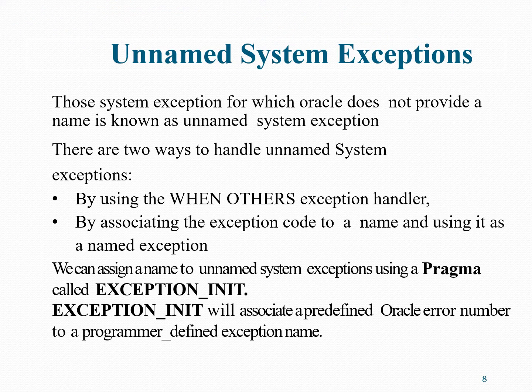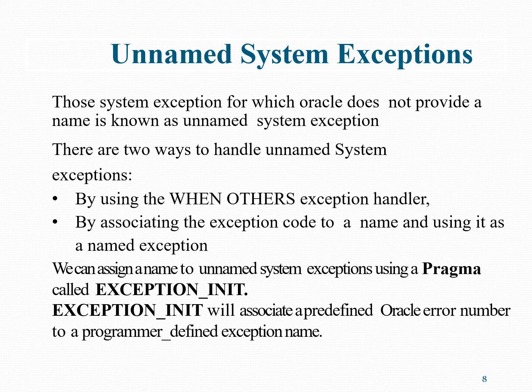This is the second category of exception, that is the unnamed system exception. These are basically those exceptions for which Oracle doesn't provide a name. Now we will see how to handle an unnamed system exception. There are two methods to handle an unnamed system exception. The first method is making use of the when others exception handler that we had seen in our previous example.